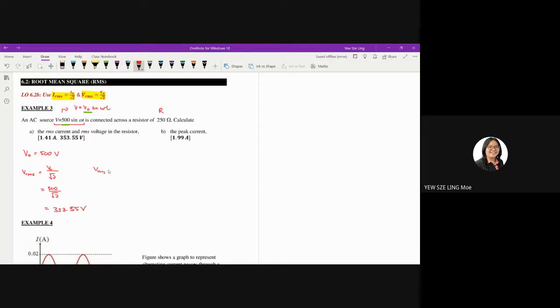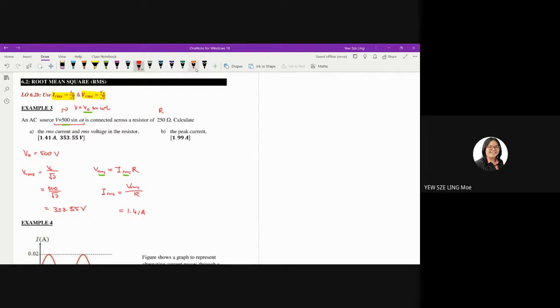Once you have VRMS, you can then calculate IRMS by using V equals IR. Remember, I and V must come from the same family. So if you want to calculate IRMS, then you need to use VRMS. VRMS equals IRMS times R. As you can see here, V and I are coming from the same family. So plug in the values and rearrange the equation, and you obtain IRMS equals VRMS over R, which is 1.41 ampere. So that is the first method that can be used to solve this question.